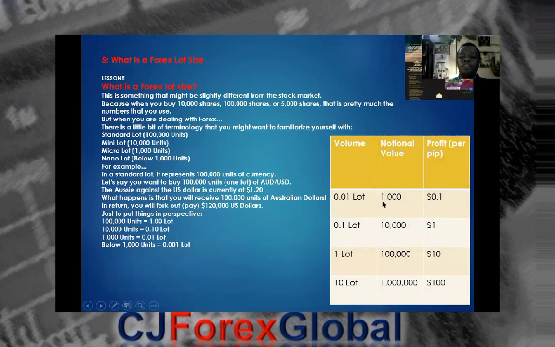On this picture, you can see clearly that someone who has $1 million is supposed to be trading with 10 lots. With 10 lots, a pip is $100. That means if the market goes against him 10 pips, he has made a loss of $1,000. Same thing, if the market goes in his direction 10 pips, he has made a profit of $1,000.